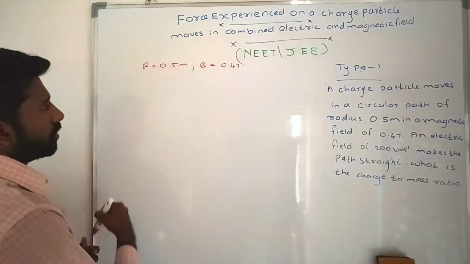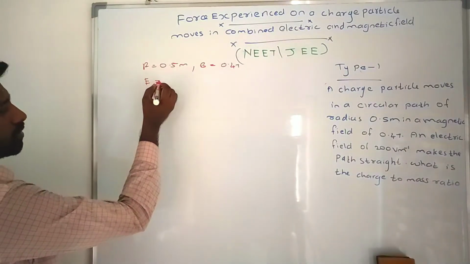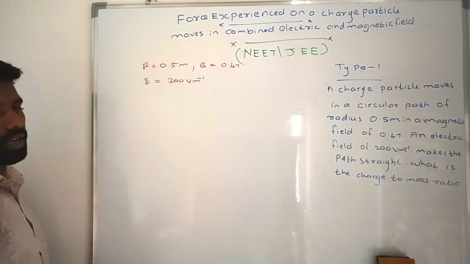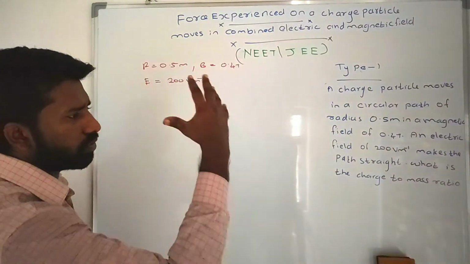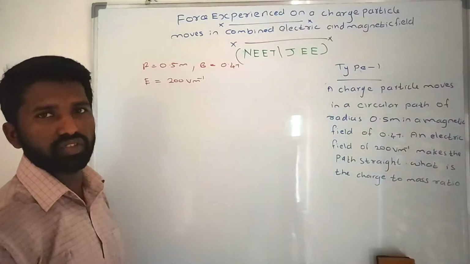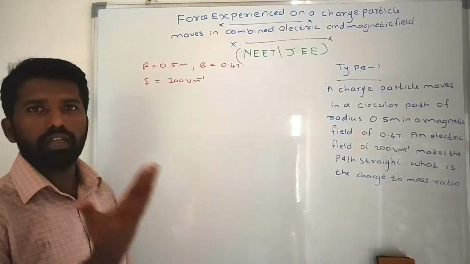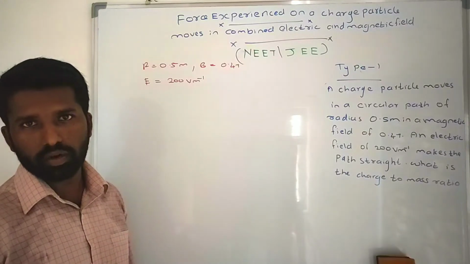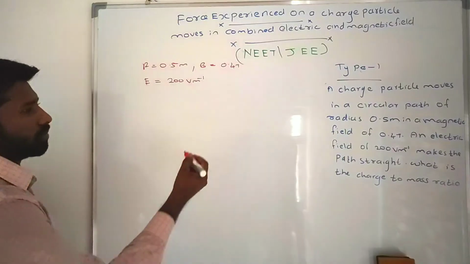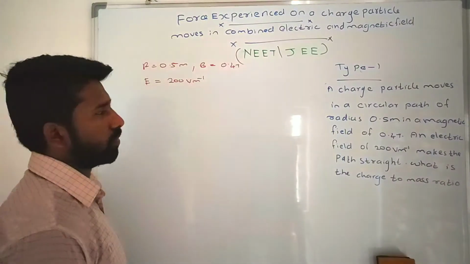Then, if an electric field is applied on this, there is a combination of electric and magnetic field. Due to the applied electric field, the charged particle changes to a straight path. That means it is undeflected. So we will apply the velocity selector principle and find out the charge to mass ratio.